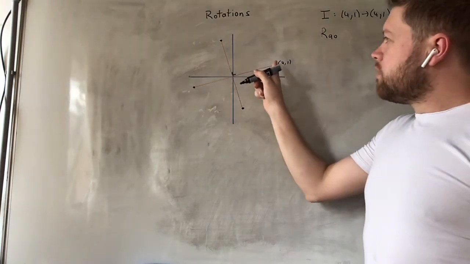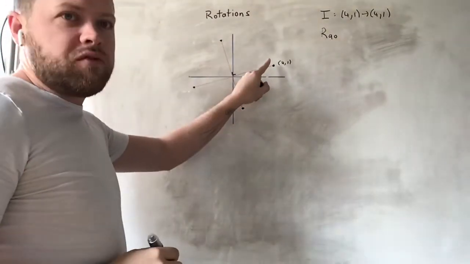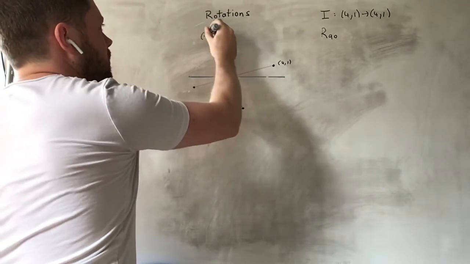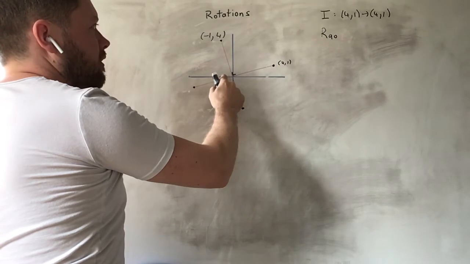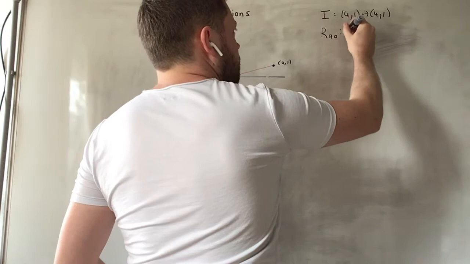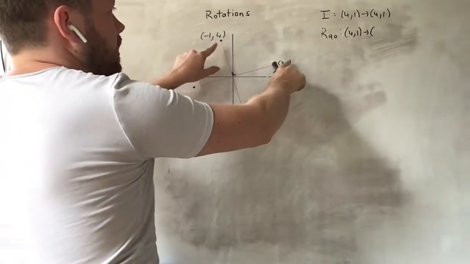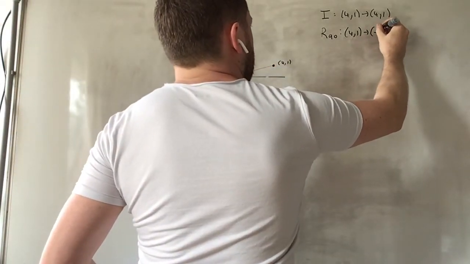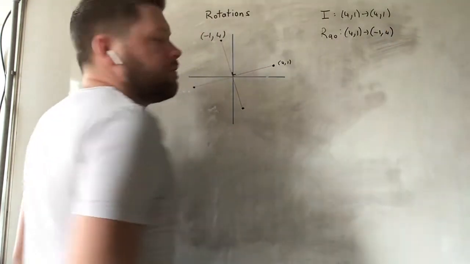If we do the rotation of 90 degrees, you might be able to see the point moves from the point 4, 1 over to the point minus 1, 4. It's minus 1 backwards along the x-axis and 4 up the y-axis. So you can see that 4, 1 goes to the x and y swap, and the x becomes negative, so it's minus 1, 4.